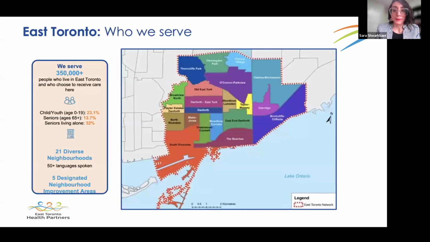Next slide, please. Together we serve more than 350,000 people, and these residents live in 21 diverse neighborhoods, five of which are designated neighborhood improvement areas. So what we call priority neighborhoods, equity-seeking, equity-deserving communities. A lot of the work that we do is what we call a neighborhood model. We focus on neighborhoods, and we try to use data and partner with local communities and local residents to drive change within neighborhoods.